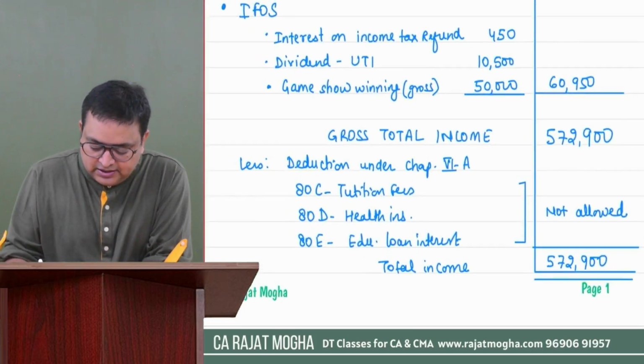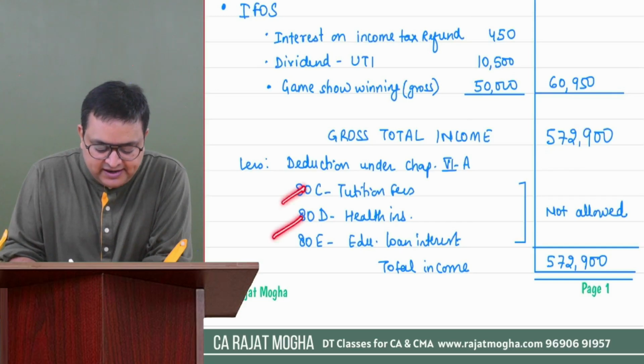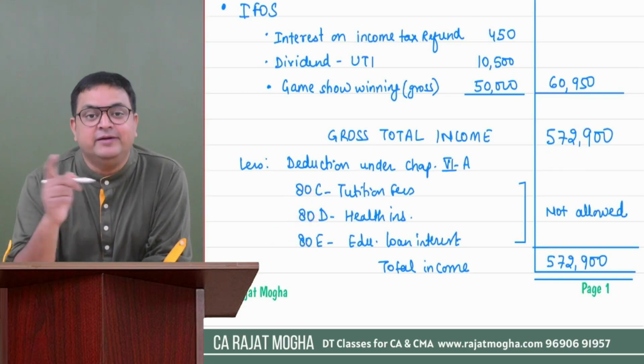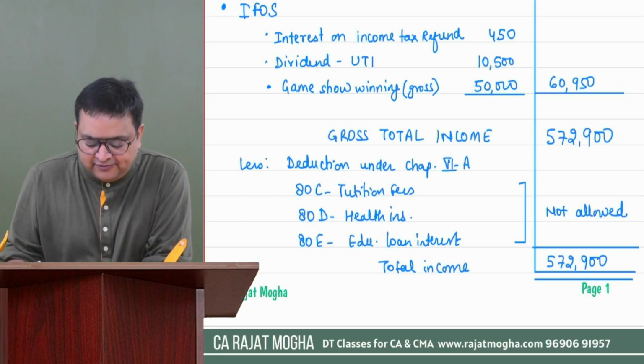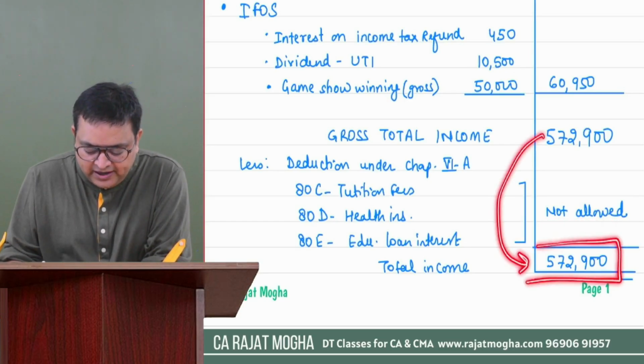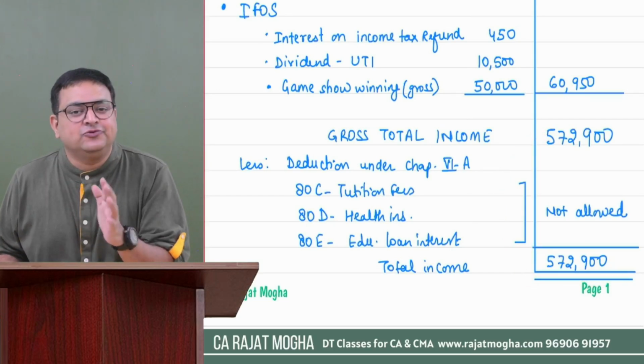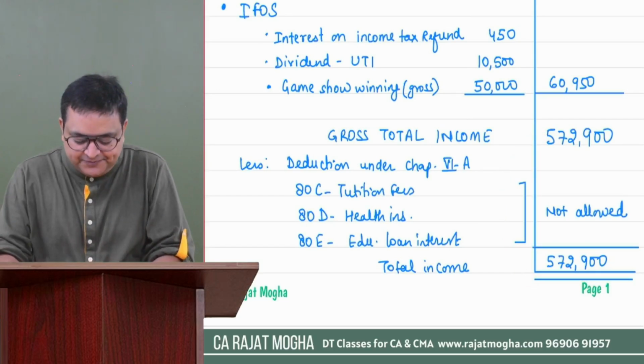And from GTI, for chapter 6A deduction, we have only 80C, 80D, and 80E, and all these 3 deductions are not available under the default tax regime. So I have written it over here, not allowed. So this will become our total income only, and the examiner is just concerned with the total income. We are not supposed to calculate the tax in this particular question.